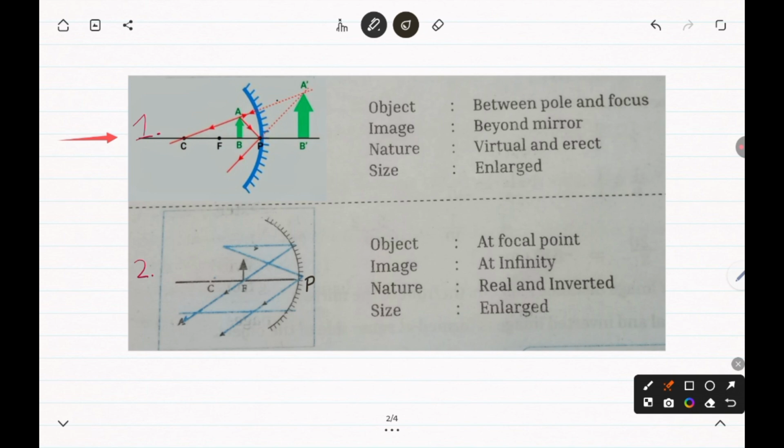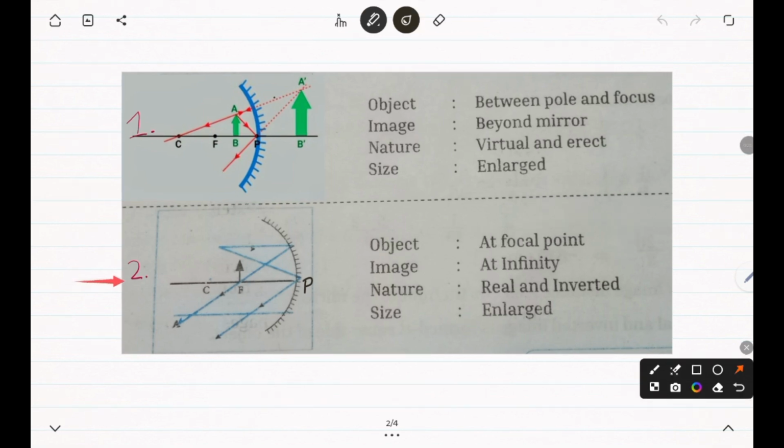So our image forms behind the mirror, beyond the mirror. This is the only case in concave mirror in which the image is virtual and it forms beyond the mirror. Let's go for the size of the image. The image is enlarged as compared to the object size. Is it clear? So let's go for the second one.